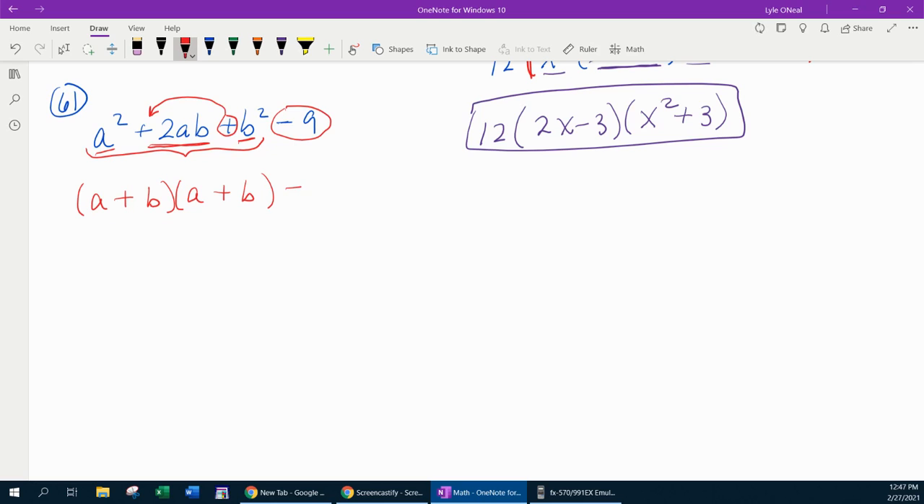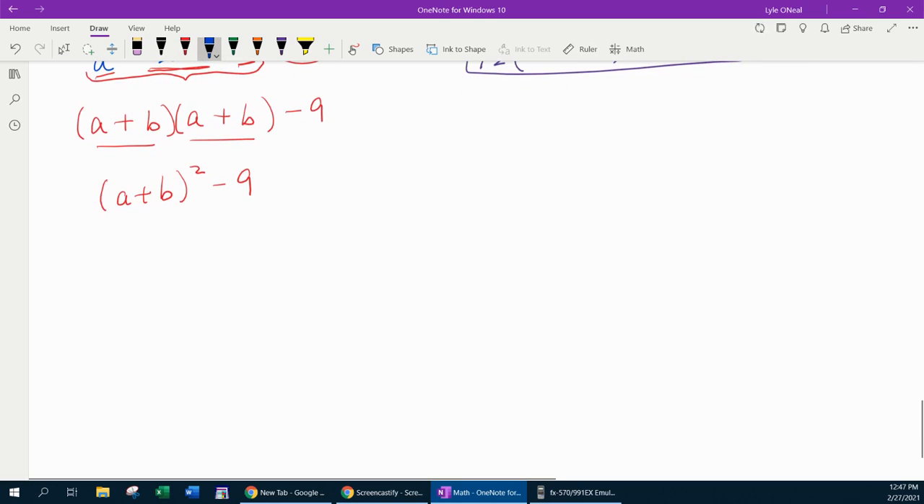Now if I bring down the -9, notice that these 2 factors are identical. That's a plus b times a plus b, which can be written as a plus b quantity squared. And now all of a sudden, I have the difference of two squares. Do you see this is a perfect square? 9 is 3 times 3. That is a perfect square, and I do have a minus.